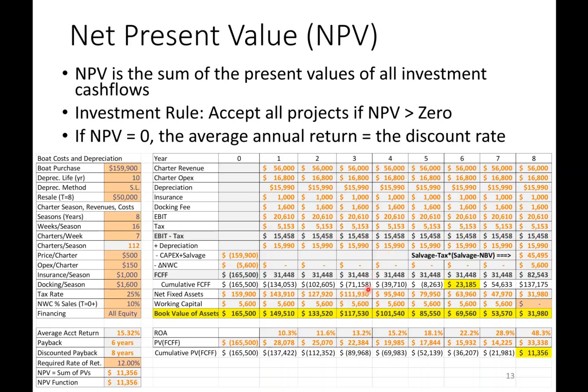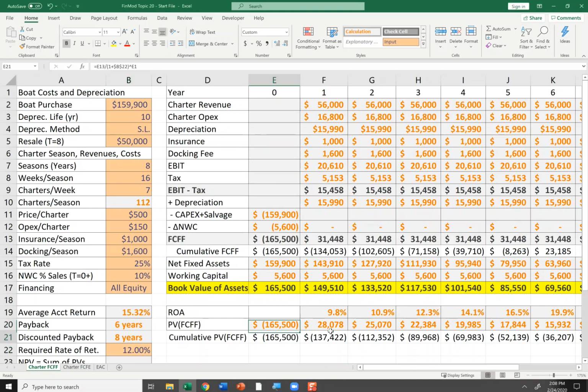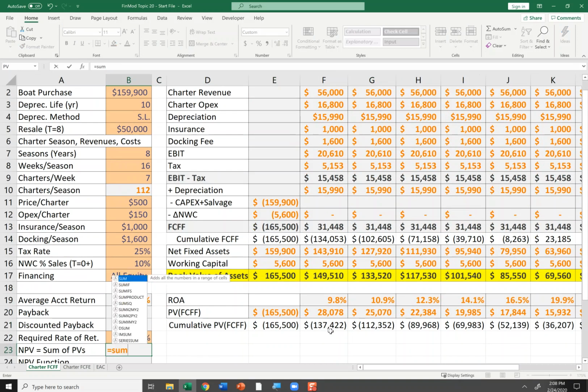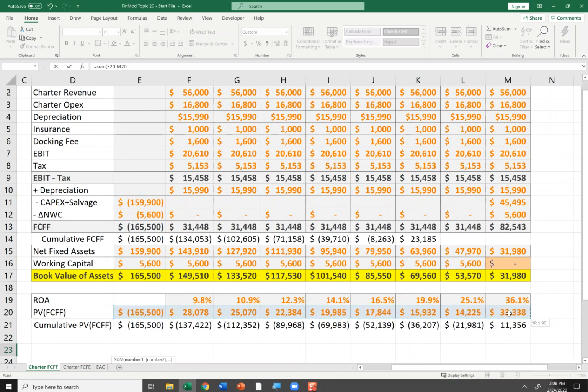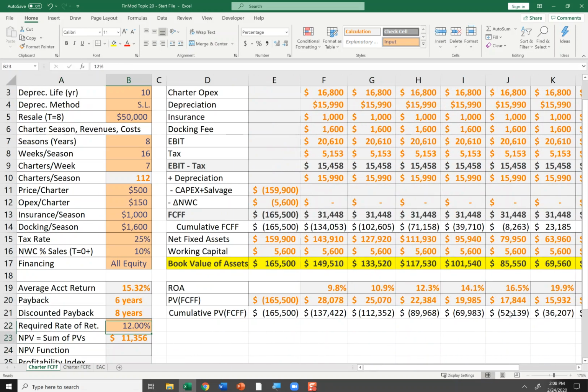So if I go to my spreadsheet, notice I've calculated the present value of all the free cash flows. If I just sum up those cash flows, equals sum of all the free cash flow present values of cash flows, I'll call that my NPV. Now, what does it mean to have an 11,356 NPV? What it means is that when I applied the 12% discount to the cash flows, this number turned out to be greater than 0, which means that this return is actually greater than a 12% return.